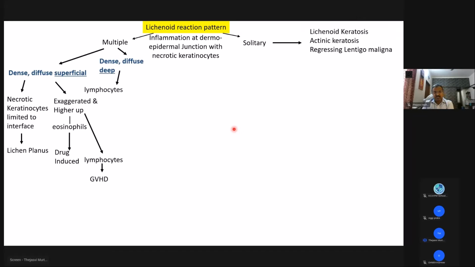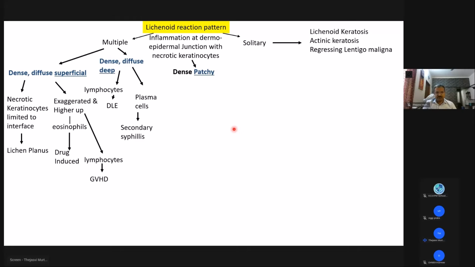Then you have dense, diffuse, deep inflammation. With lymphocyte predominance, it's discoid lupus erythematosus. We saw that. Dense, diffuse, and deep means the inflammation extends from superficial to deep. If you're seeing dense, diffuse, deep inflammation and plasma cells, you can take a guess: it is secondary syphilis. We all saw the lesion also.